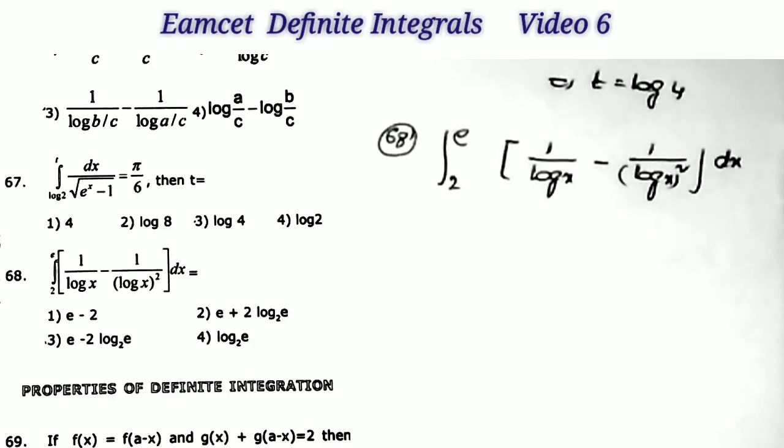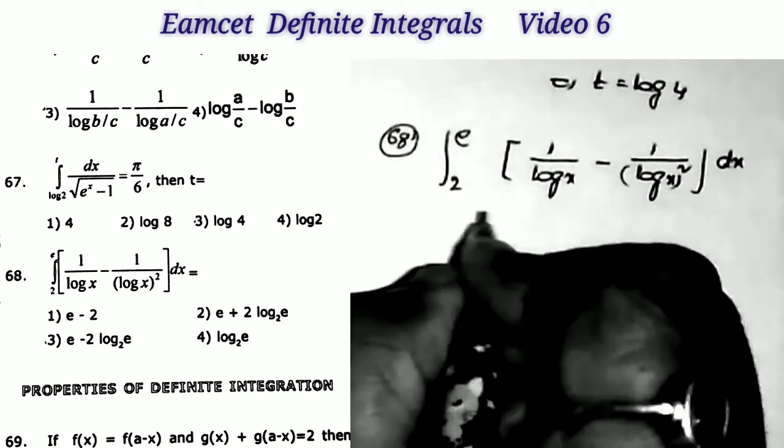Next question, sum number 68. Integral 2 to e of 1 by log x minus 1 by log x whole square into dx. Very easy. Already we solved so many problems of these types in the integration. So the same models of the integration are repeated in the definite integration also. So what is the procedure here?